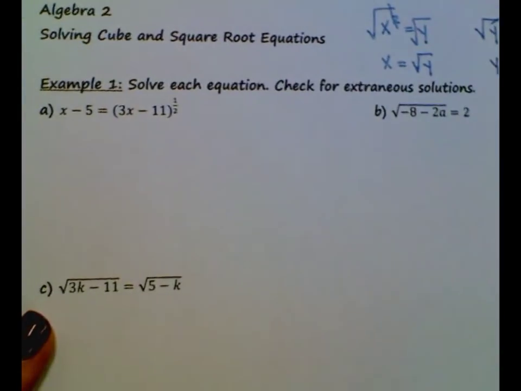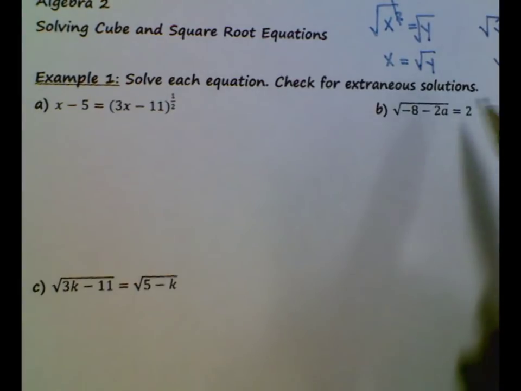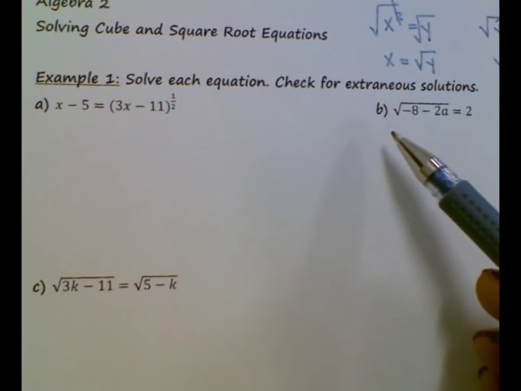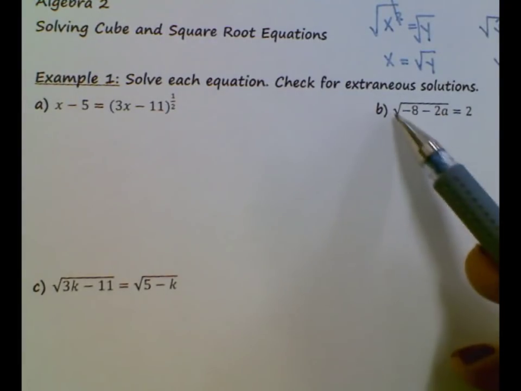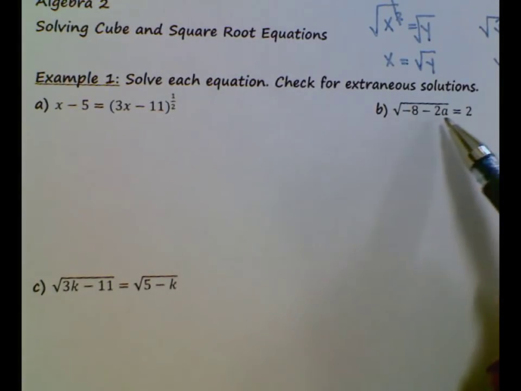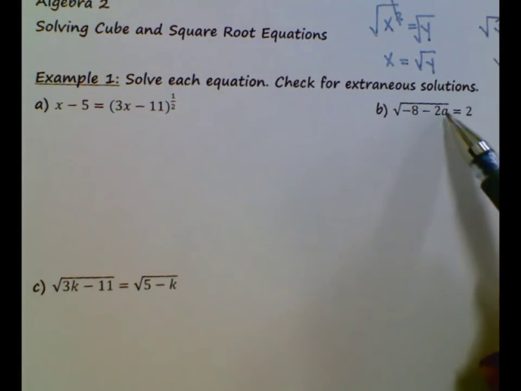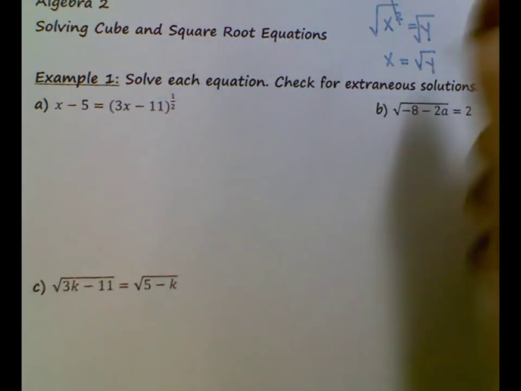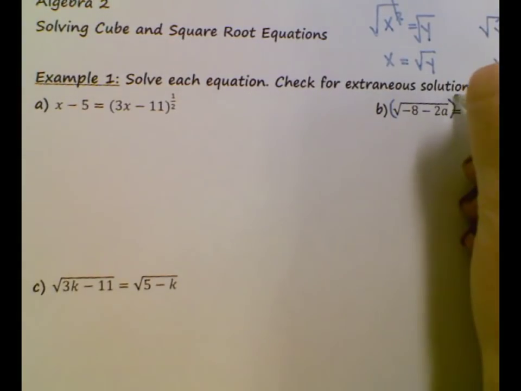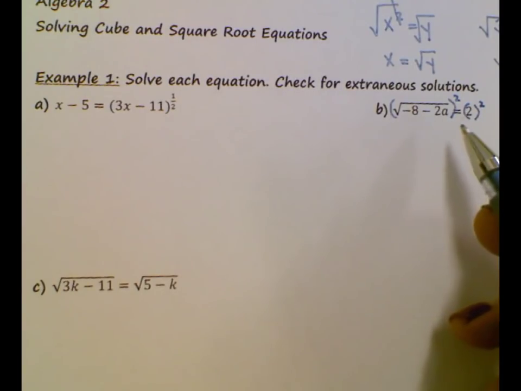Let's try some examples. Let's try B. Before you even start doing anything, you need to make sure that your square root is isolated, meaning it is by itself. So look at the square root. Is there anything beside it? Is there a plus something, a minus something, something in front of the square root, anything? No, there isn't. This is isolated. So, what is the opposite of square rooting something? Yes, squaring it. And remember, you have to do it to both sides. What you do to the left, you have to do to the right.